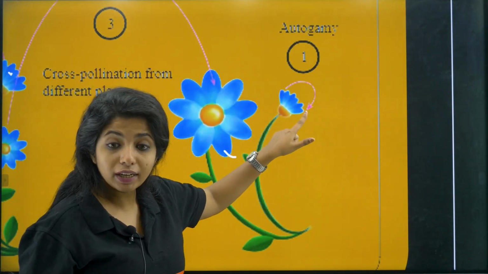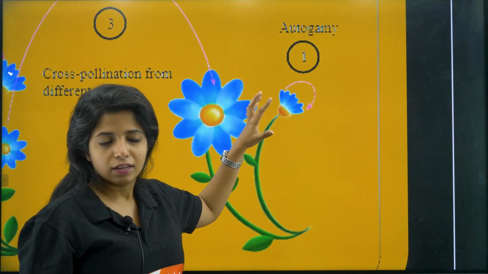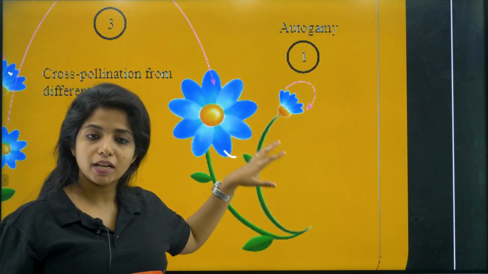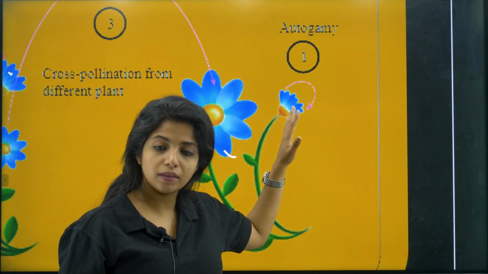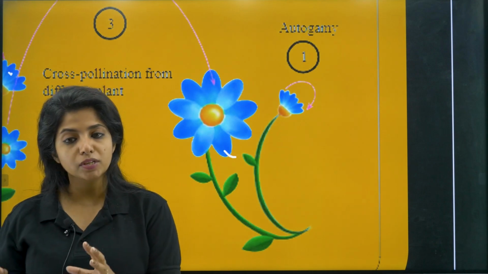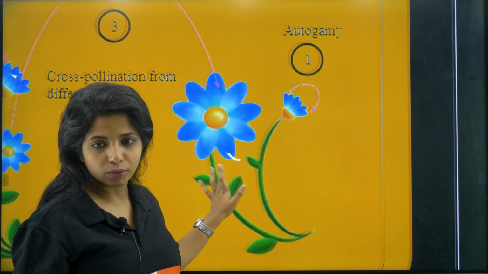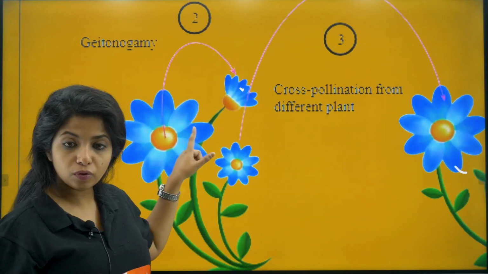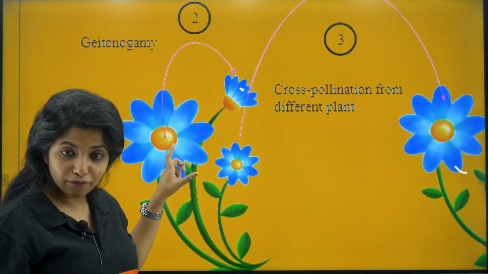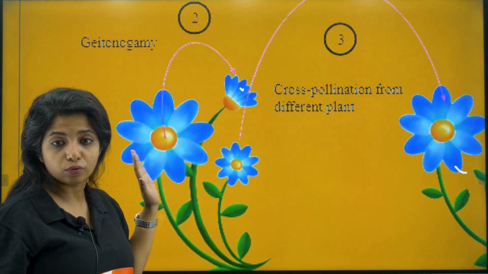Now, autogamy will only happen when you have both the stamen as well as the pistil over here. If you have both the stamen, that is a male reproductive system, and the pistil, that is a female reproductive system, then only autogamy can be happening over here. Okay. Similarly, geitonogamy will also be happening only if you have two different type of flowers over here.